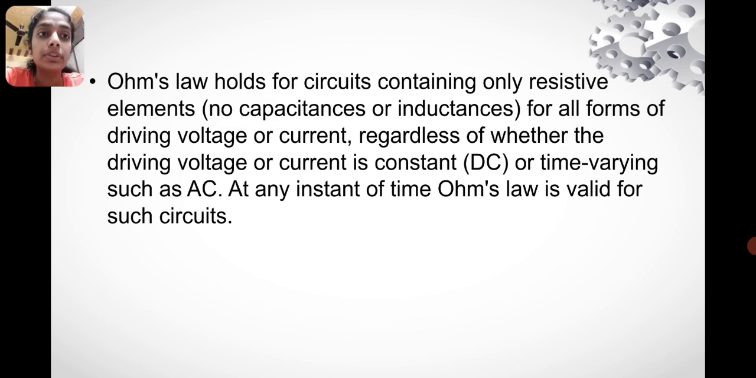Ohm's law holds for circuits containing only resistive elements, no capacitances, no inductances, for all forms of driving voltage or current, regardless of whether the driving voltage or the current is constant DC or time varying such as AC. At any instant of time, Ohm's law is valid for such circuits.